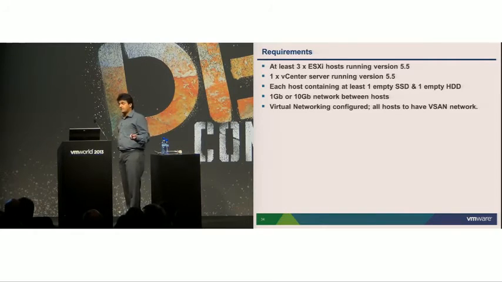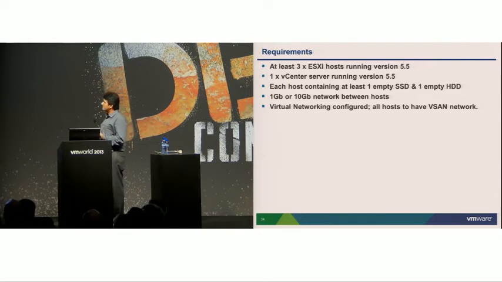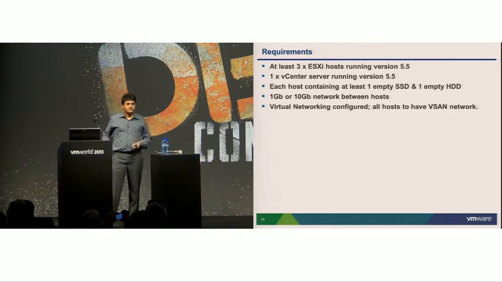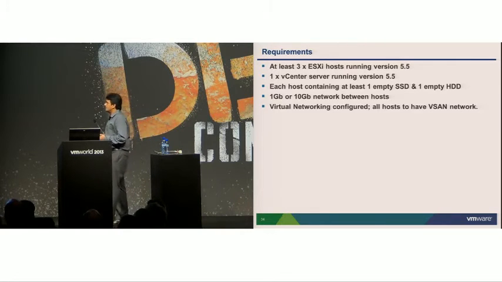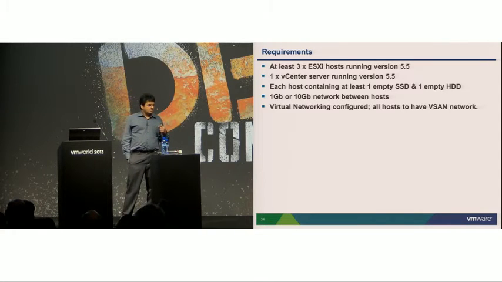For those of you who are going to try it, it requires at least three hosts at a minimum. And the version of vSphere that vSAN is supported on is vSphere 5.5. So you need at least 3 hosts running vSphere 5.5. Of course, you need a vCenter server, and each host that's participating in the vSAN cluster requires at least one SSD or PCIe flash card and one hard drive, a magnetic disk.